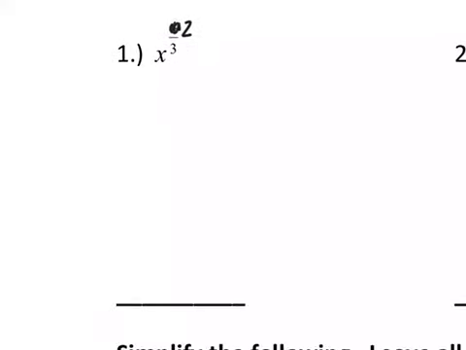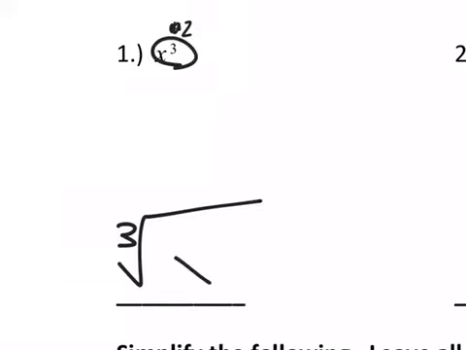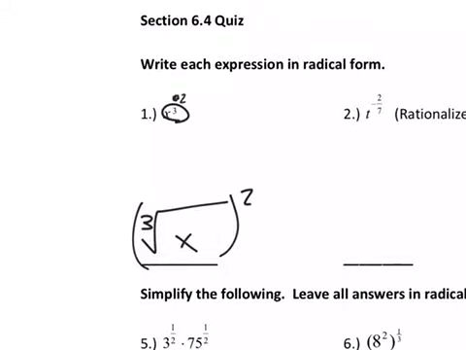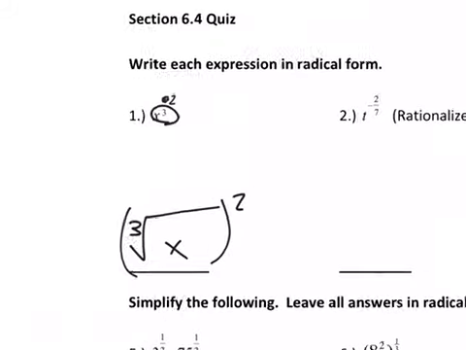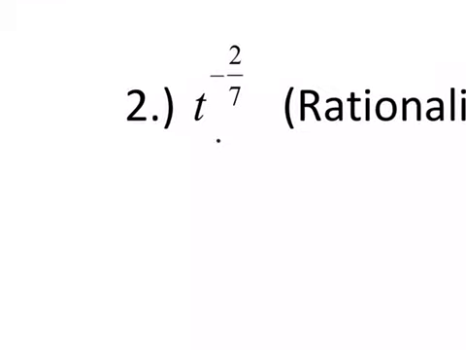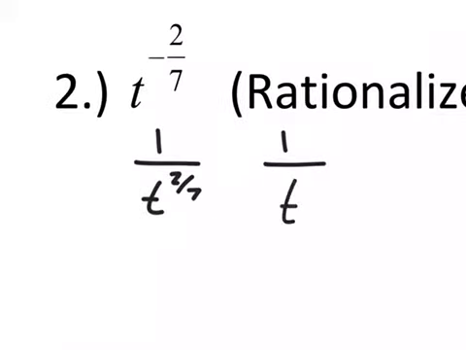The denominator is the index, so there's the cube root from that. And then for the x squared, you could either put the squared there, or to all of it. Either one of those would be fine. Alright, t to the negative 2/7 power. First step is to realize we need to take the reciprocal of t. Then when I put this into radical form, I'd have the 7th root. I'm going to put the squared with the t in this case because I'm going to need to rationalize.